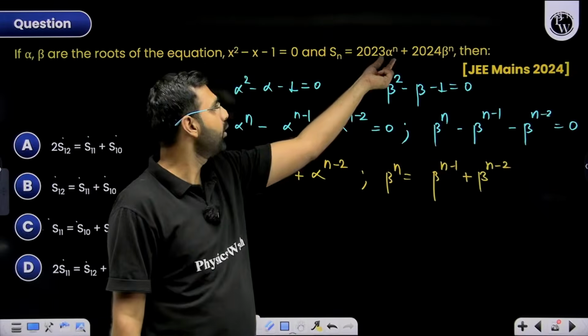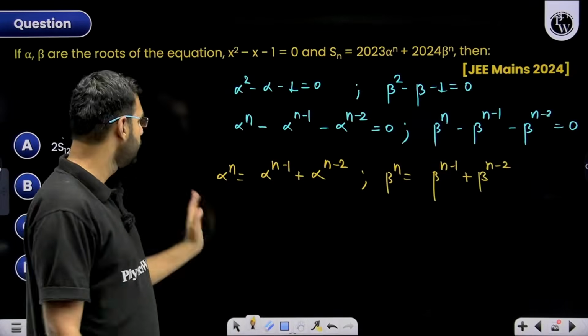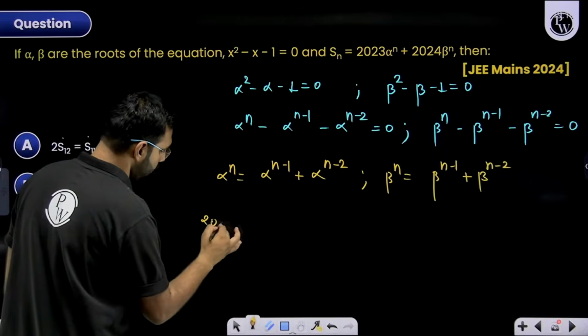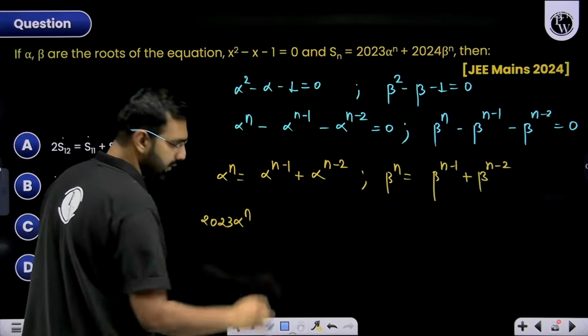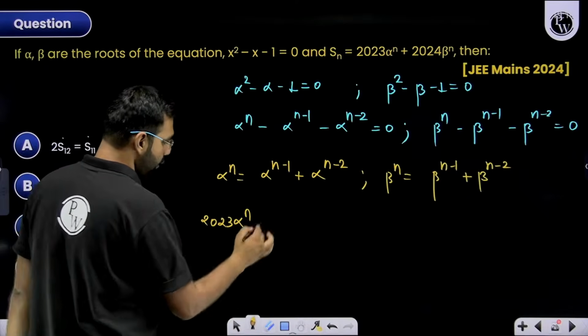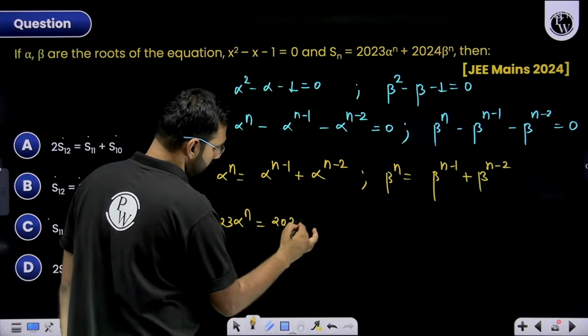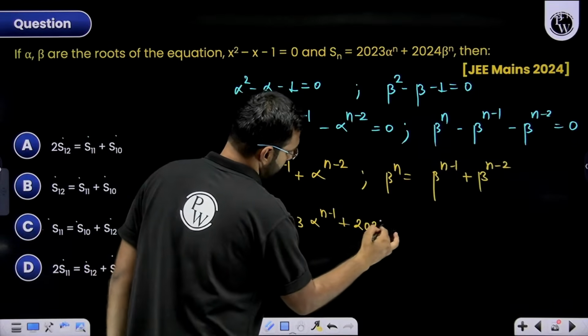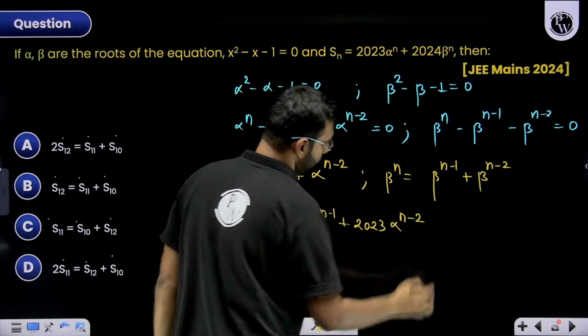We need alpha to the power n times 2023. Okay, so I'll multiply 2023 on both these sides. So it will be 2023 times alpha to the power n. Are you getting it? Which is 2023 times alpha to the power n minus 1 plus 2023 times alpha to the power n minus 2.